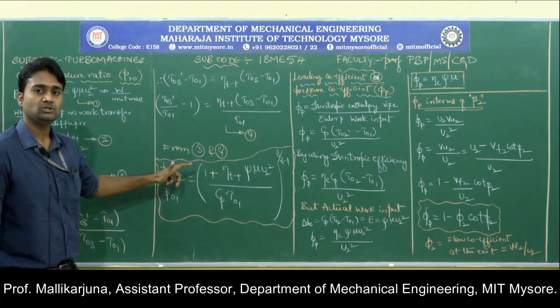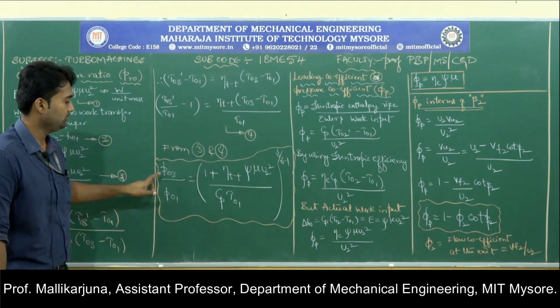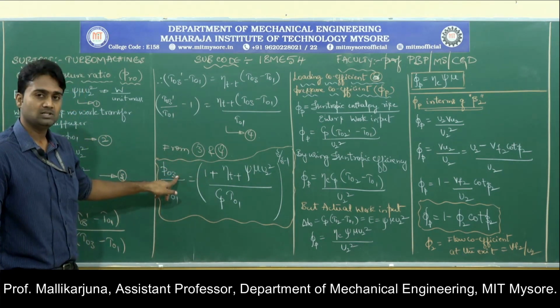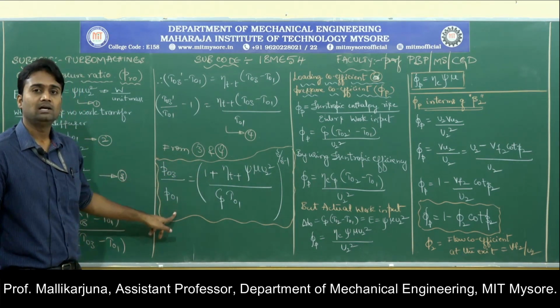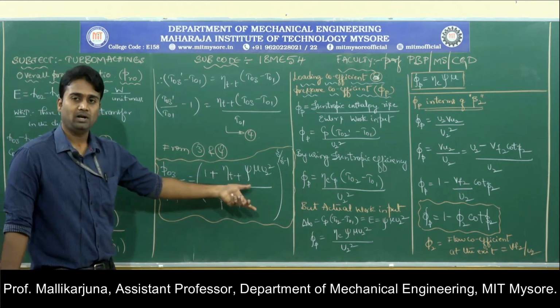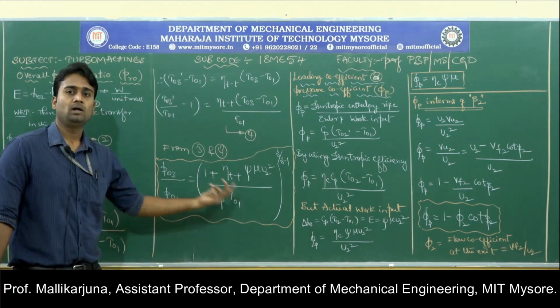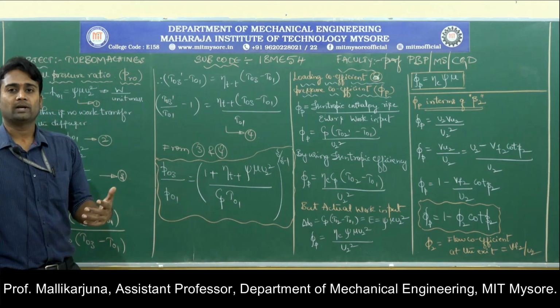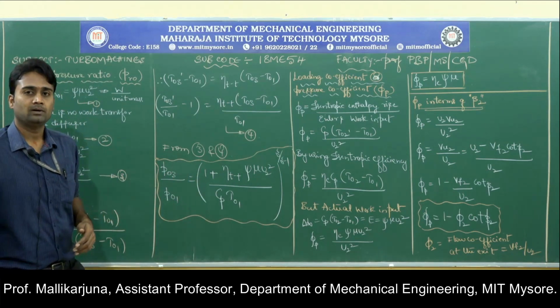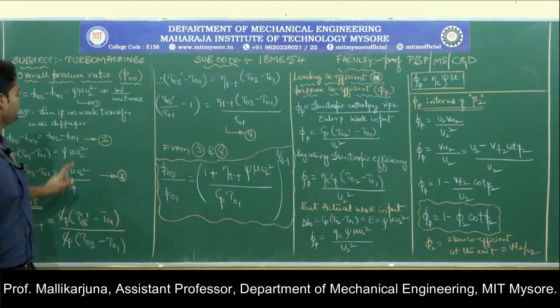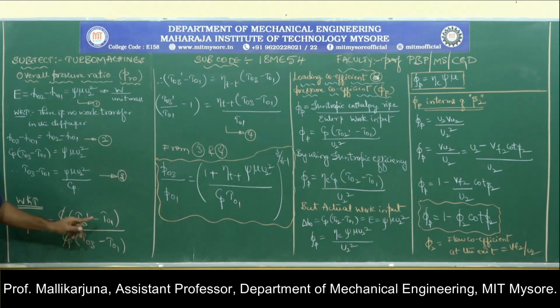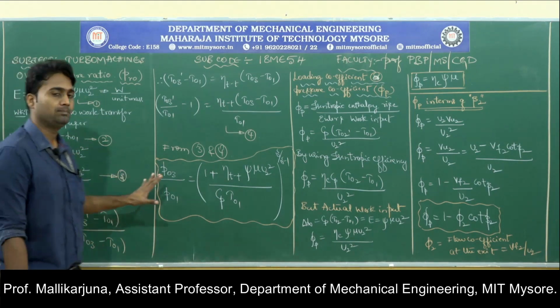Why am I calling it the overall pressure ratio? Because it is the overall pressure at the exit of the diffuser divided by overall pressure at the inlet of the impeller. This is the ratio I was looking for. So this is what I need to attain, the overall pressure ratio in the compressor, with the help of isentropic enthalpy rise as well as actual enthalpy rise.